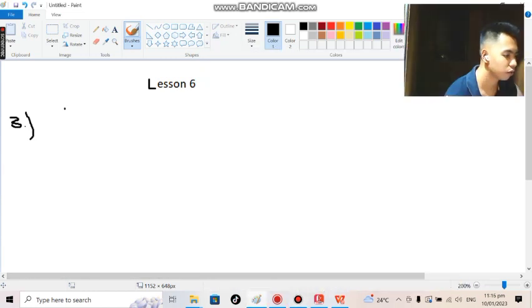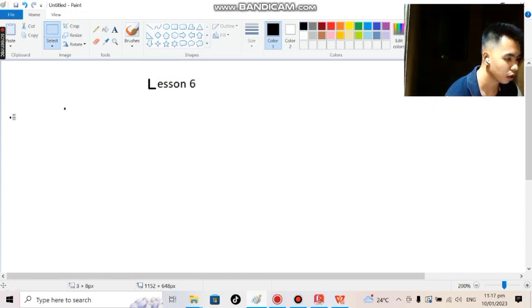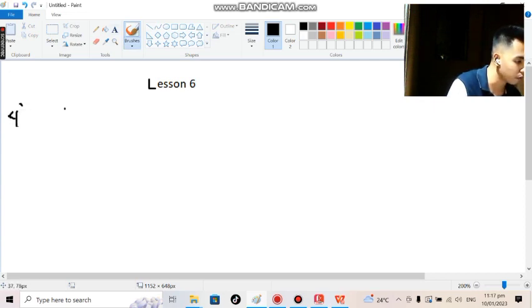So we are down to our number 4, which is to give an example of a trans isomer of key. So this is the same. We're going to give at least three examples of a trans key.